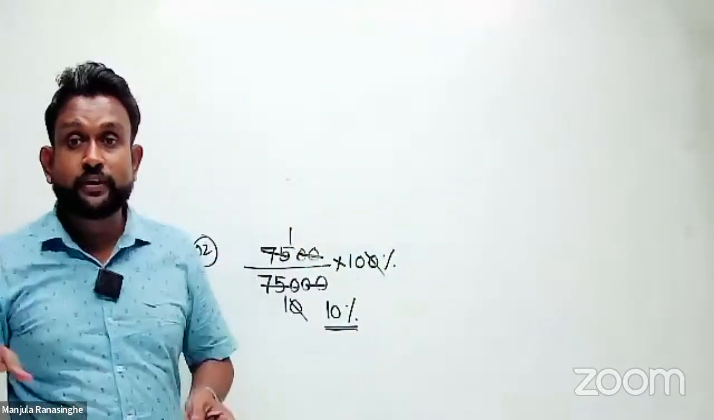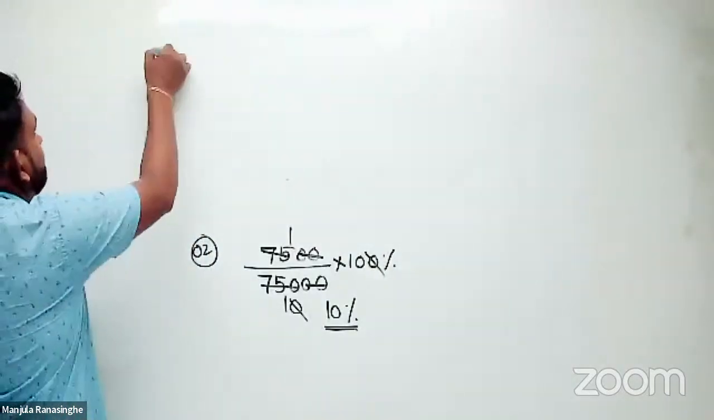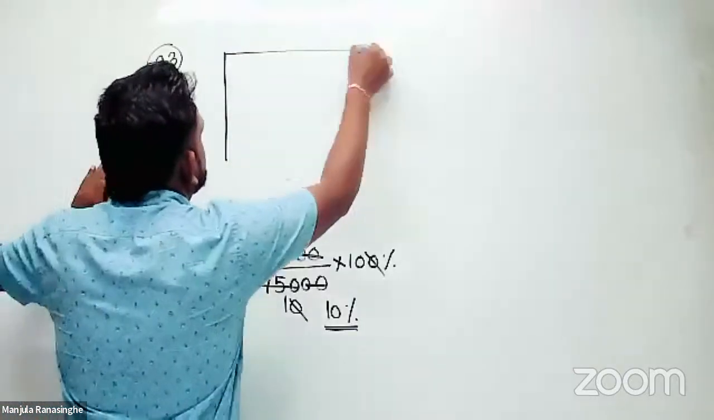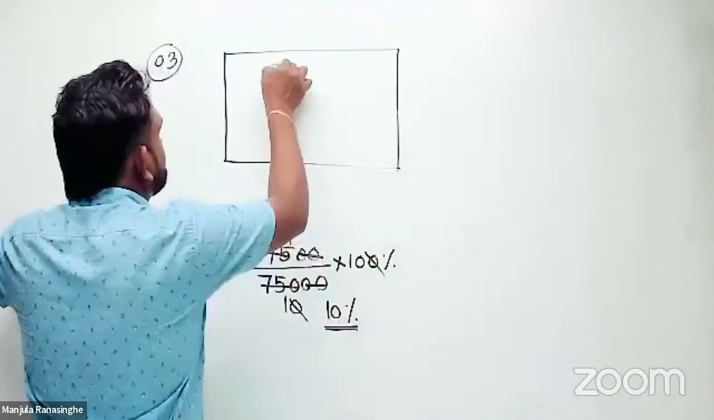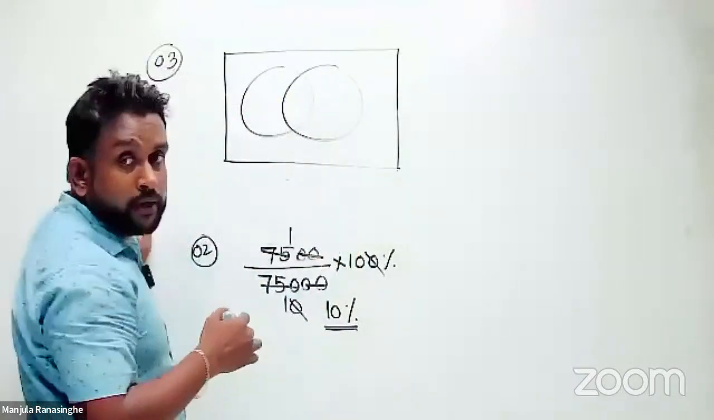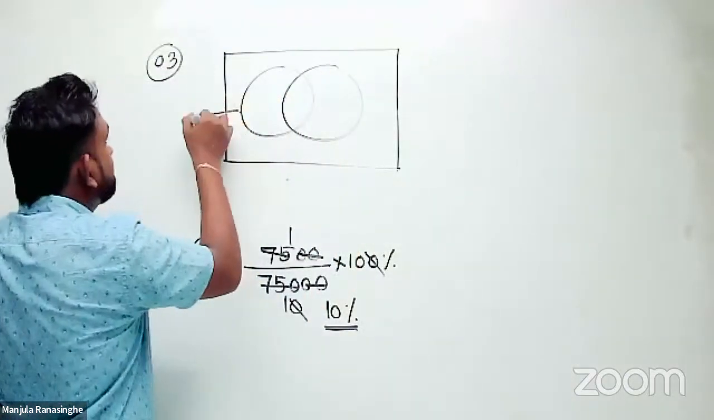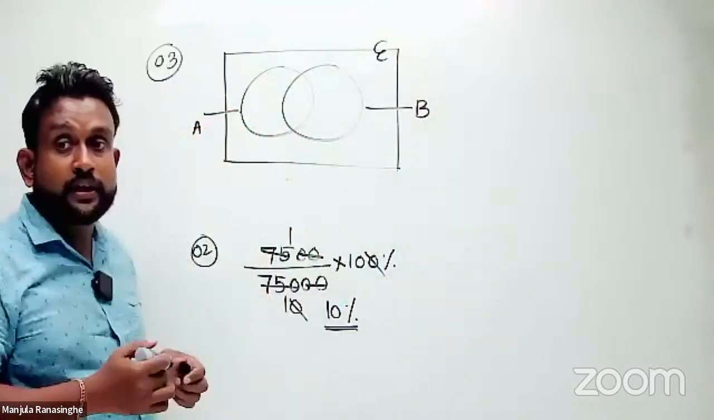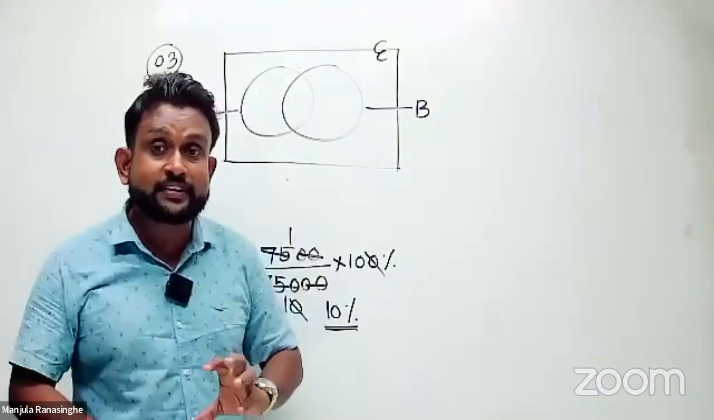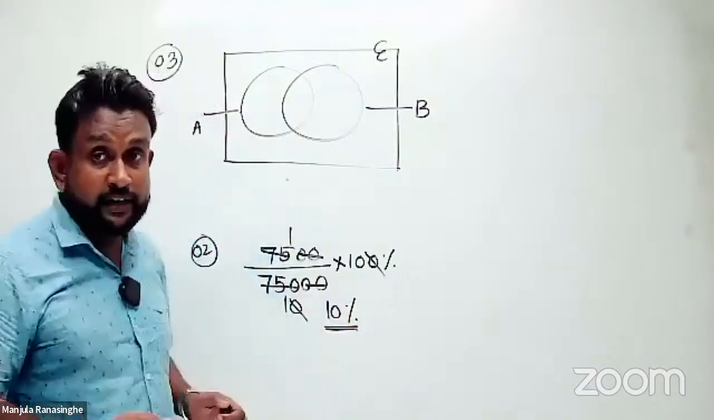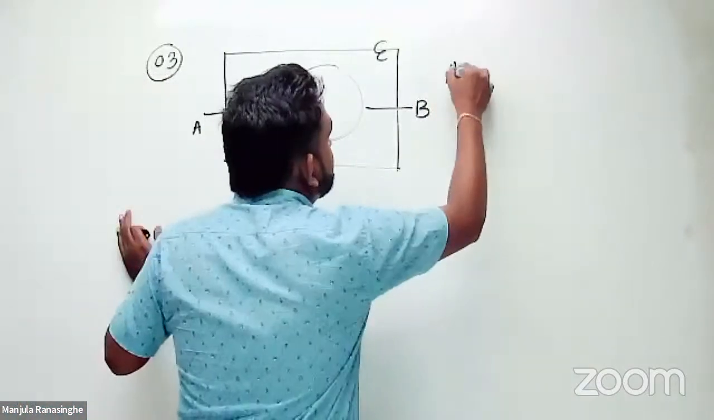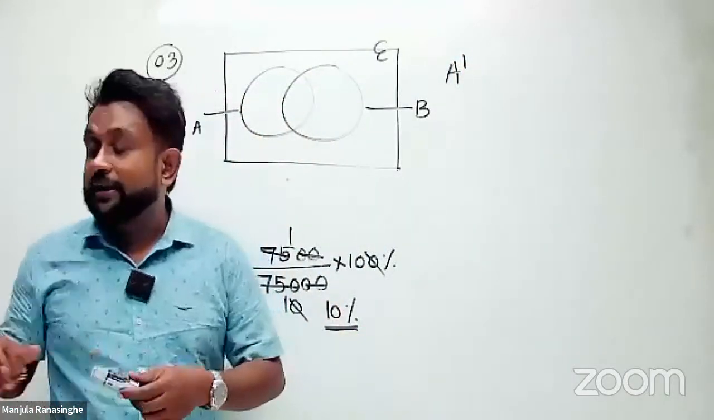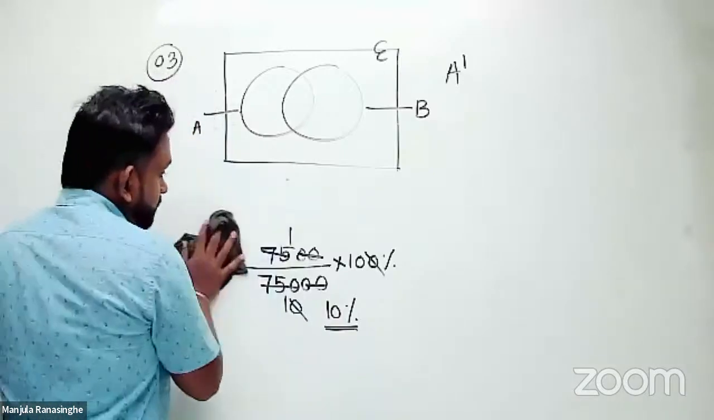Okay, now we are moving to question number 3. See there, question number 3, that is a Venn diagram. Here the set A and here set B, and here the universal set is there. Shade the region of the subset A dash in the Venn diagram. They are just asking A dash. A dash means except A, right? All the elements except A.